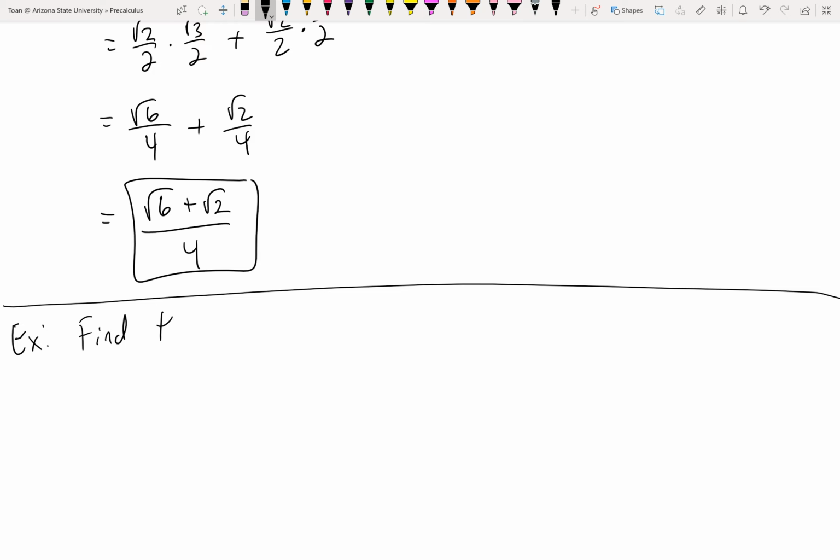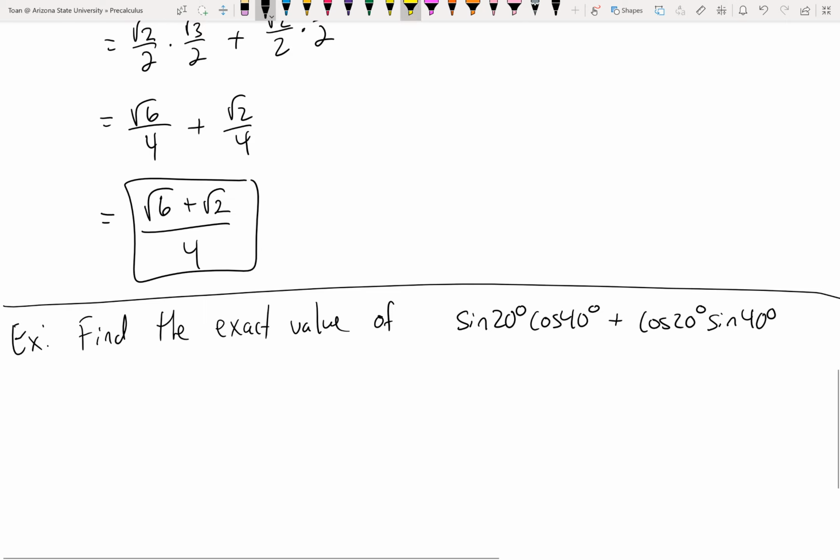Find the exact value of sine of 20 degrees, cosine of 40 degrees, plus cosine of 20 degrees, sine of 40 degrees. So when you look at this, you're probably going, we can't do this. 20 degrees, 40 degrees, those angles are not special. But you should recognize that this whole expression is very suspicious.